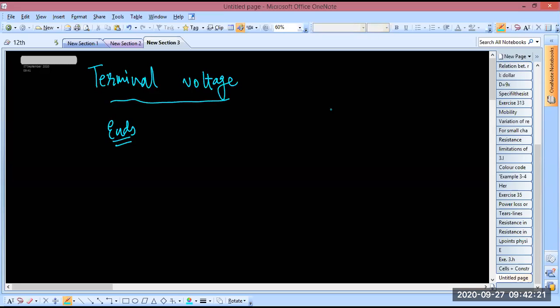Take any battery or cell, let's say it's like this. Okay, this is a cell. So this cell has two terminals. Which two terminals? Here, positive terminal, and here, negative terminal. I hope everyone understands that, right? This is called the positive terminal, and this is called the negative terminal.